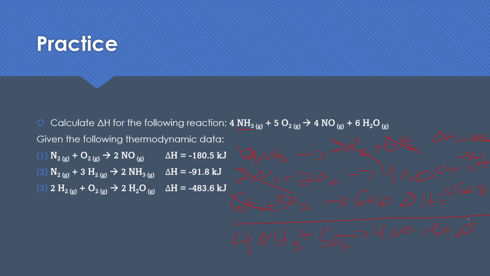So then I add all these enthalpies together. So, negative 183.6 and 361 and negative 1450.8. Oh, sorry, this should be positive 361 because I reversed it. Whoops. That gives you negative 973.4 kilojoules.